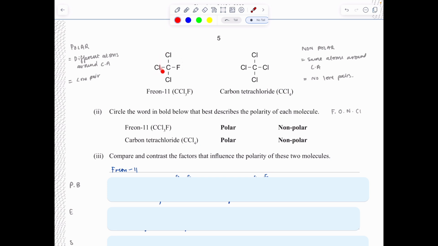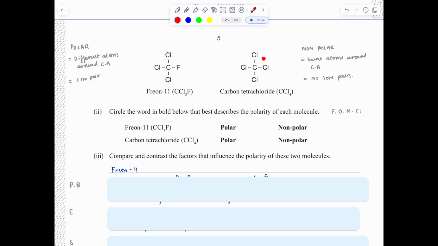So as we can see here, if we look at Freon, have a think about what this might be based on our 2 criteria. So, does it have different atoms around the central atom? Yes, it does. As you can see here, it's got 3 chlorines and 1 fluorine. Okay, so instantly we know that it's going to be a polar molecule. Doesn't have lone pairs, but because it has different atoms, it is not symmetrical, so it's going to be polar.